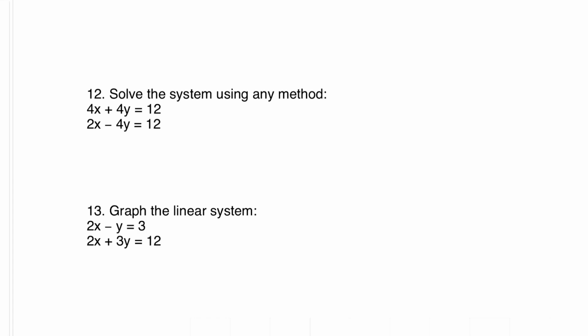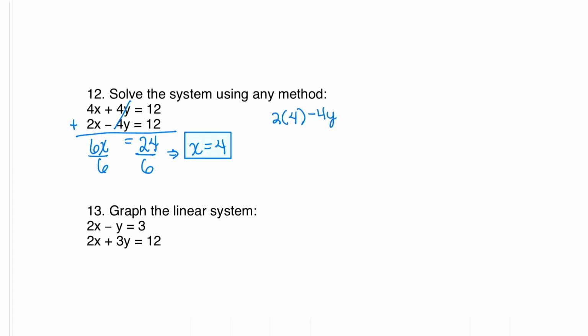Number 12, solve the system using any method. Here we can see that we have our positive 4y and our negative 4y. And so I would suggest using elimination here. We are just going to stack these down and add straight down. Our y's are going to cancel, and then we're going to divide both sides by 6, so x is 4. Now to find out the corresponding y value, all we have to do is plug in this answer into either equation. It doesn't matter which one.